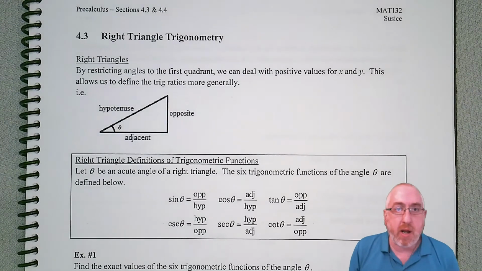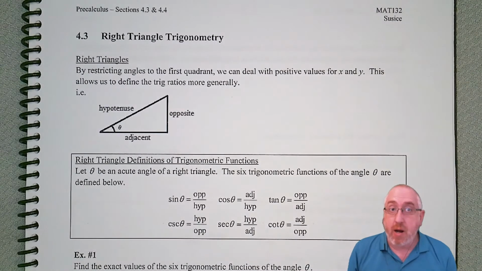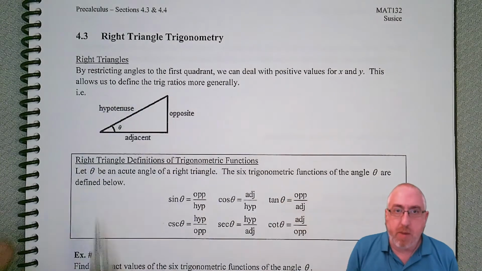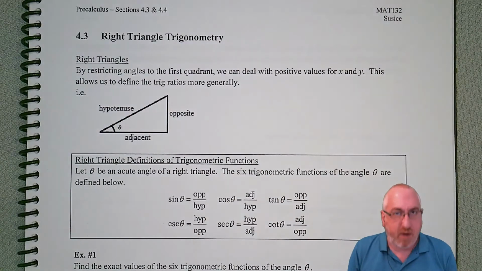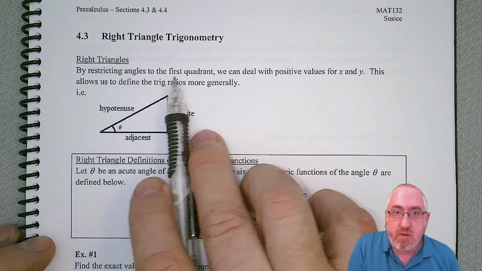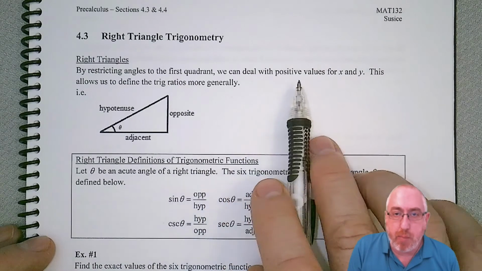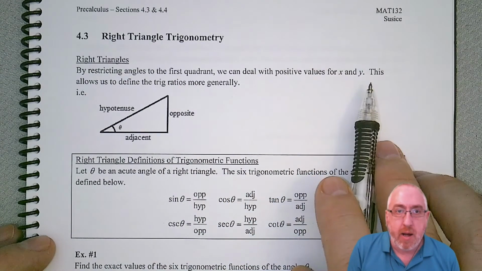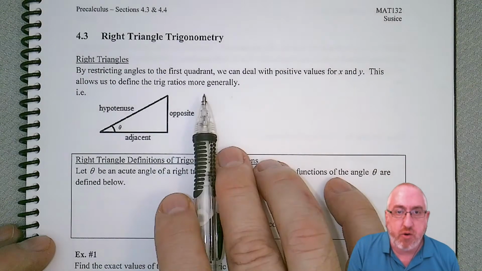We are now getting into section 4.3, which is right triangle trigonometry. Right triangles are probably one of the most common ways to define the trig functions, so we're going to see how that works. By restricting angles to the first quadrant, we can now deal with positive values only for x and y. This allows us to define the trig ratios more generally.